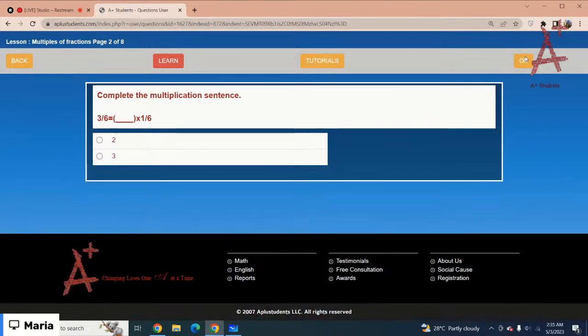Okay, 3 by 6 equals the missing number times 1 over 6. 1 times 3 makes 3. So it would be 3. That means the missing number is 3. Here you have 3 by 6, and here you need to find 1 times what number makes 3, because you already have the denominator here. So 1 times 3 is 3. That means the missing number is 3.